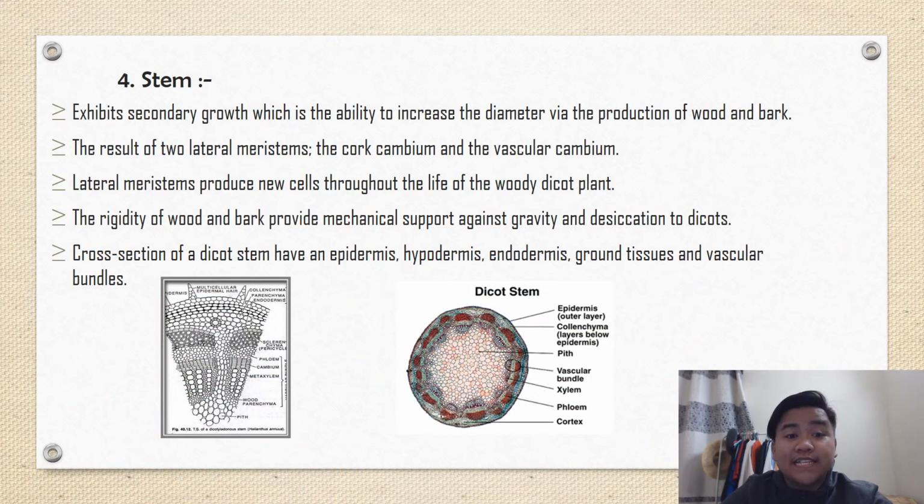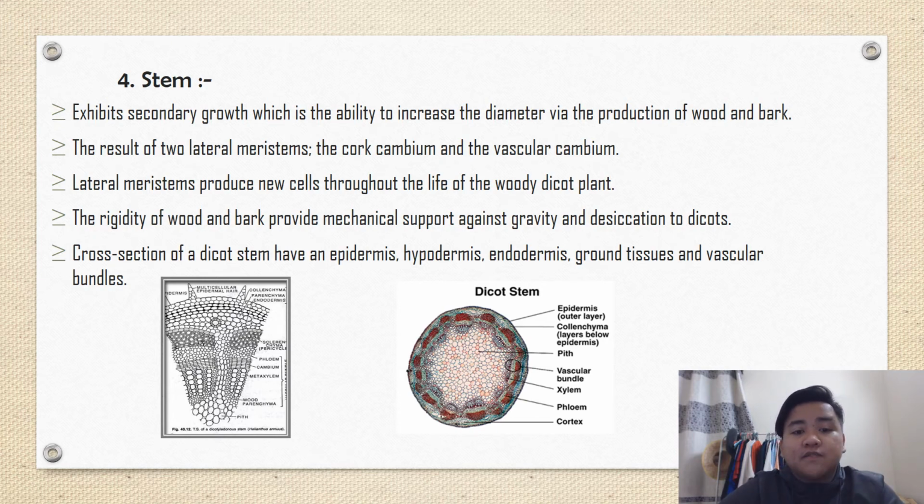So the fourth one is stem. Dicots exhibit secondary growth, which is the ability to increase their diameter via the production of wood and bark. This is the result of two lateral meristems, the cork cambium and the vascular cambium. These lateral meristems continue to produce new cells throughout the life of the woody dicot plant, ultimately increasing the girth of the plant. The rigidity of wood and bark provides mechanical support against gravity and desiccation to dicots, allowing them to grow large, tall, and solid.